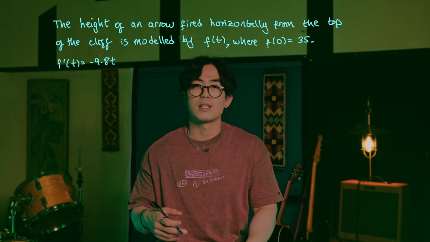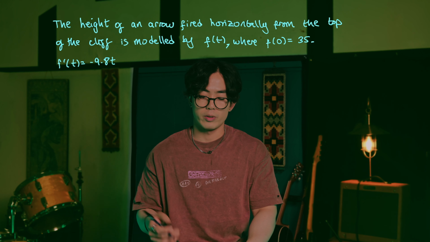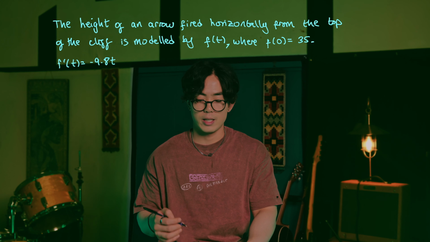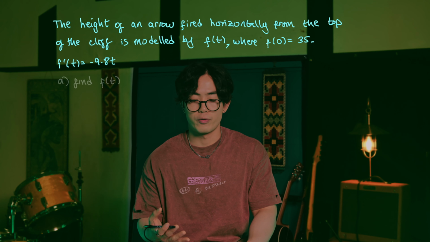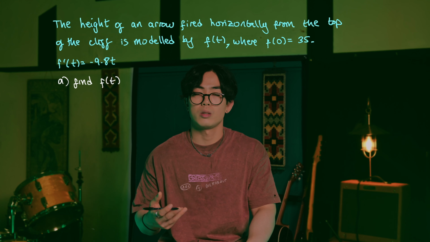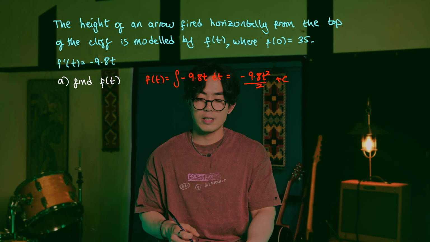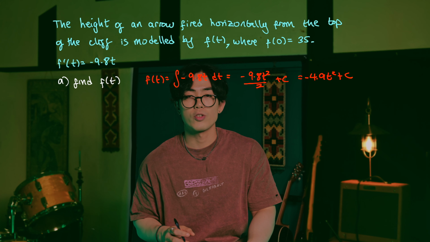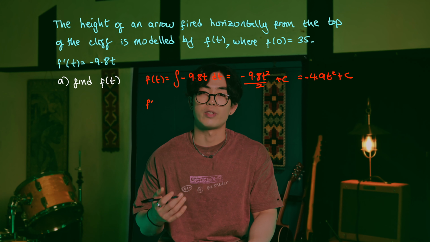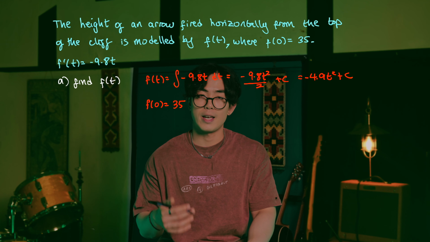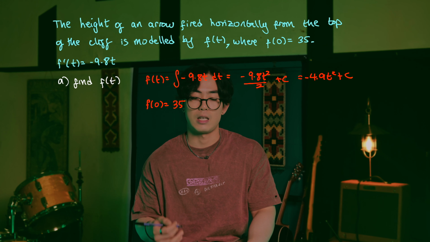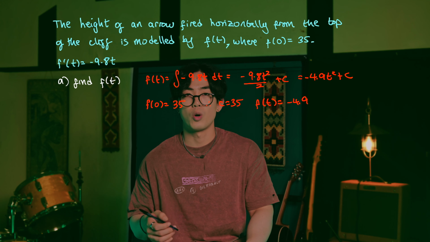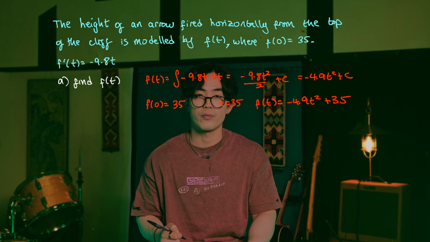Let's practice another question. This is more like a modeling question now, right? So originally we are given f prime of t, and that's -9.8t. And so they want us to find the original function f of t. So first thing we do, integrate it. If I integrate this, I get -4.9t squared plus c. We need to find this integrating constant, which we can do because they've told us that f of 0 is 35. So plugging it in will give me that the integrating constant c is 35. So my final function f of t is going to be -4.9t squared plus 35.